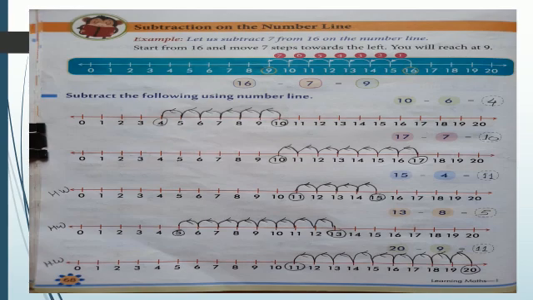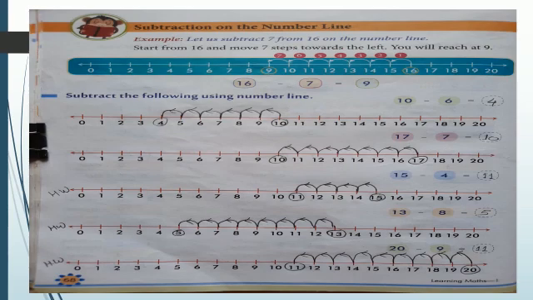Subtract the following using number line. See the first one, 10 minus 6. Again, here 10 is bigger, 6 is smaller. See the number line first. What is our first number? 10. So see the number 10 on the number line and circle it. Do it fast. Very good. Now what is our second number? It is 6. So here we have to subtract 6 from 10.